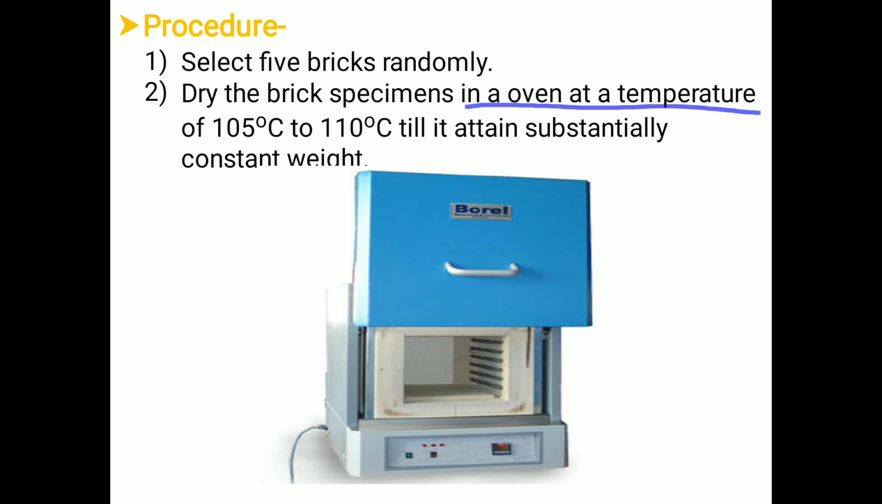So as shown in this figure, it is an electric oven. We have to maintain the temperature of the oven between 105 degrees Celsius to 110 degrees Celsius, and we have to keep our bricks in that particular oven until and unless they attain a constant weight. Is it okay? This is the second procedure.